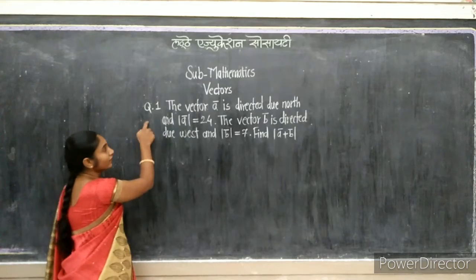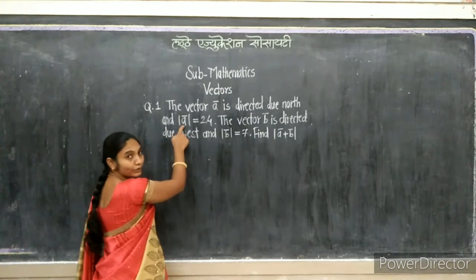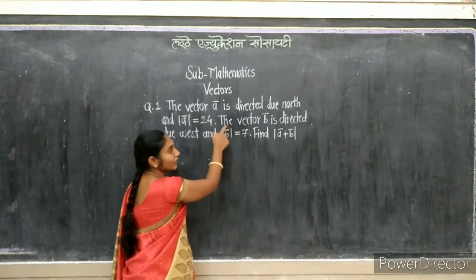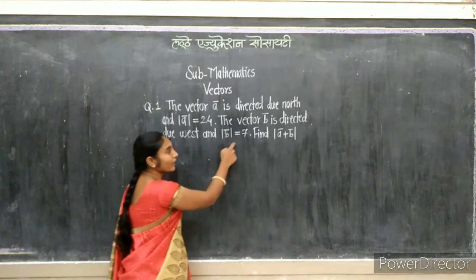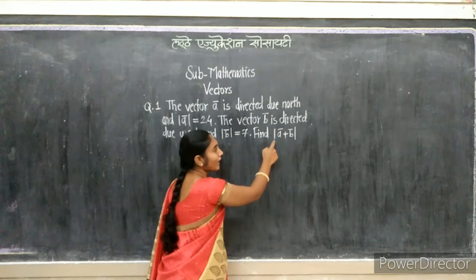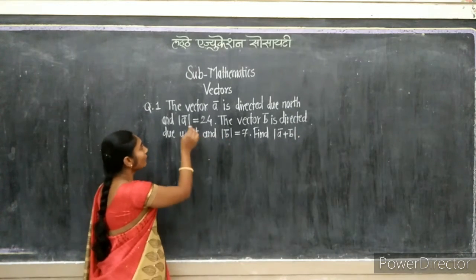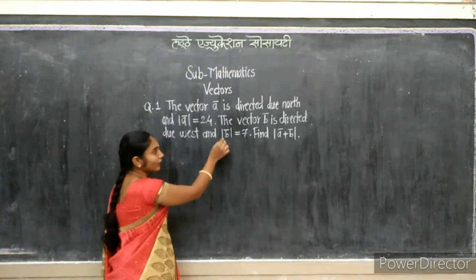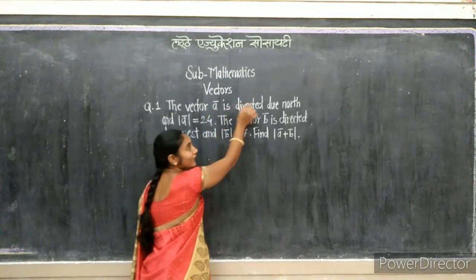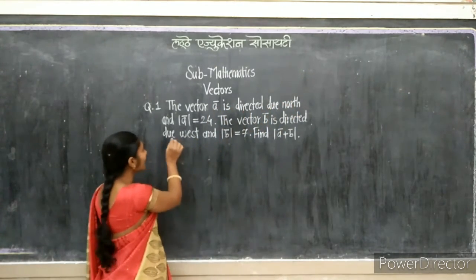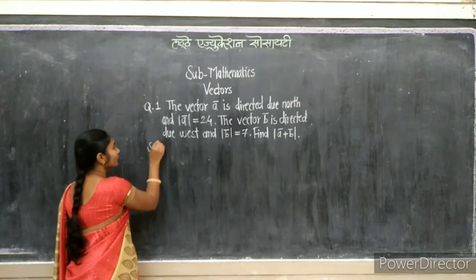Question number 1. The vector A bar is directed due north and magnitude of A bar is equal to 24. The vector B bar is directed due west and magnitude of B bar is equal to 7. Find magnitude of A bar plus B bar. In this example it is given that magnitude of A bar is equal to 24 and magnitude of B bar is 7, and also given that the vector A bar is directed due north and the vector B bar is directed due west. Solution.